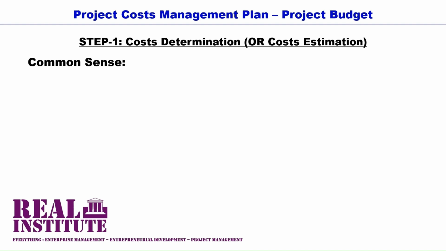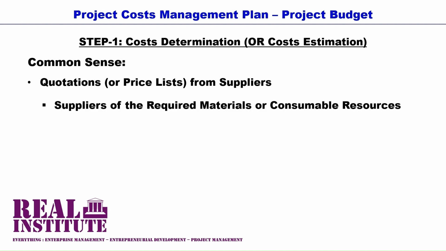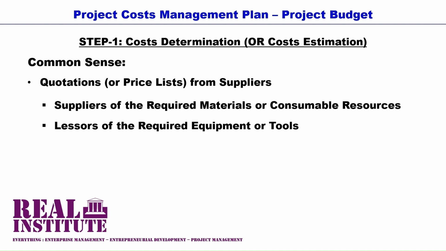Common sense means that as a project manager, you simply source quotations or price lists from suppliers, from the suppliers of the required materials or of the required consumable resources. The same can be said of the cost of the required tools or equipment or capital resources if these are to be hired or leased from external suppliers.